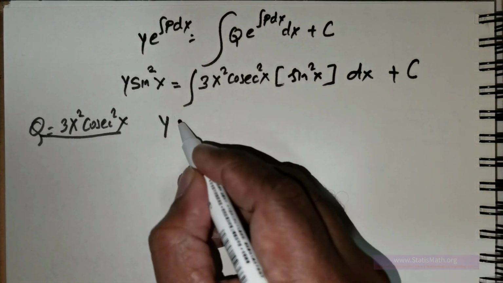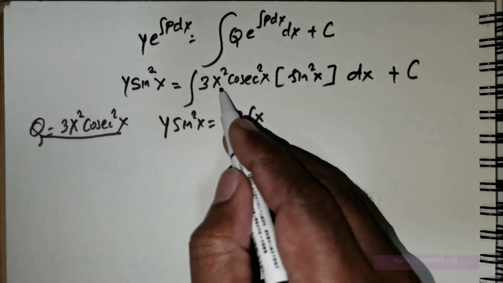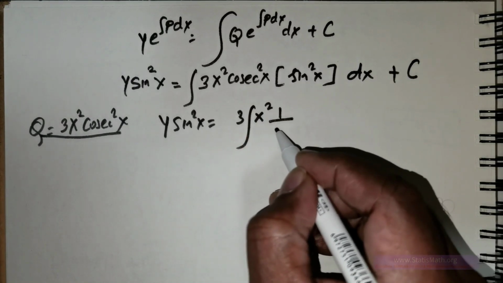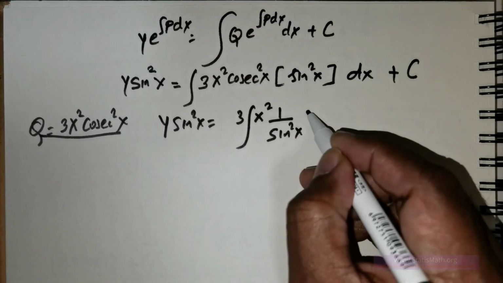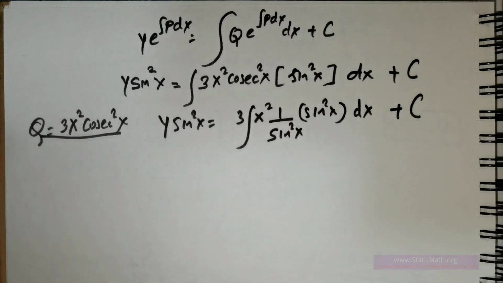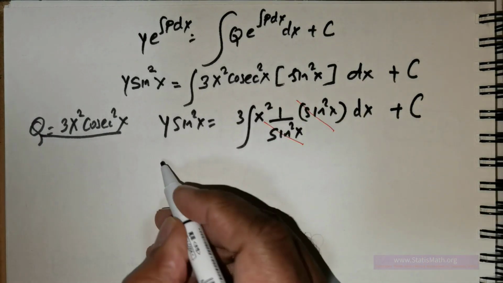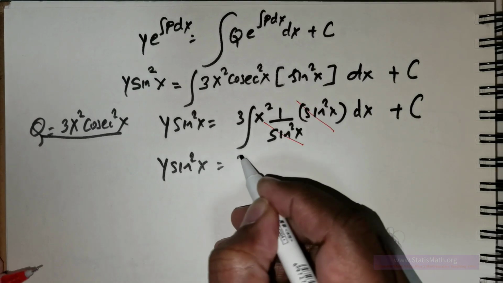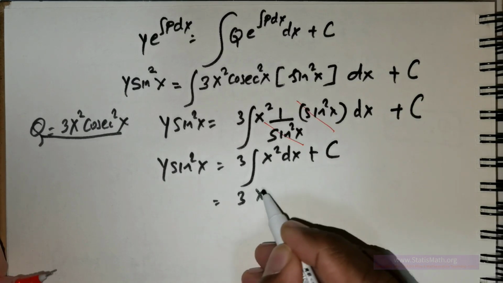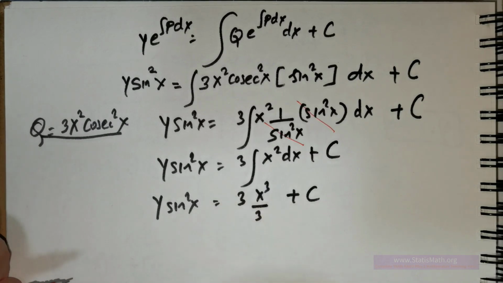So this is rewritten as y times sin² x is equal to 3, a constant, take it out, times integral x² times cosec² x. I can write cosec² x as 1 over sin² x. You have a sin² x there, placed with the differential operator dx and the arbitrary constant c. Now clearly you can cancel sin² x, and that would give you y times sin² x equal to 3 times integral x² dx plus arbitrary constant c. You integrate this, you get x³ divided by 3 plus arbitrary constant c, with y times sin² x on the left.